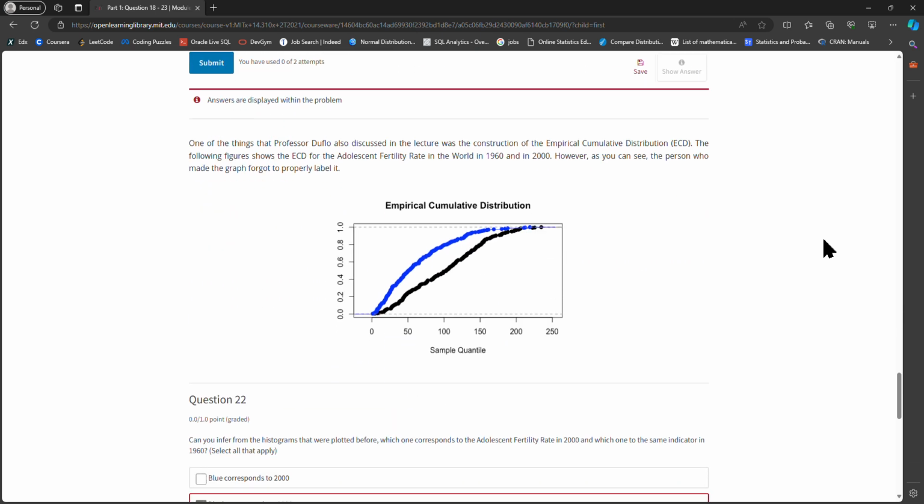Now, moving on to the next question. One of the things that Professor Duflo also discussed in the lecture was the concept of the empirical cumulative distribution. The following figures show the ECDF of adolescent fertility rate in the world in 1960 and 2000. However, as you can see, the person who made the graph forgot to properly label it.